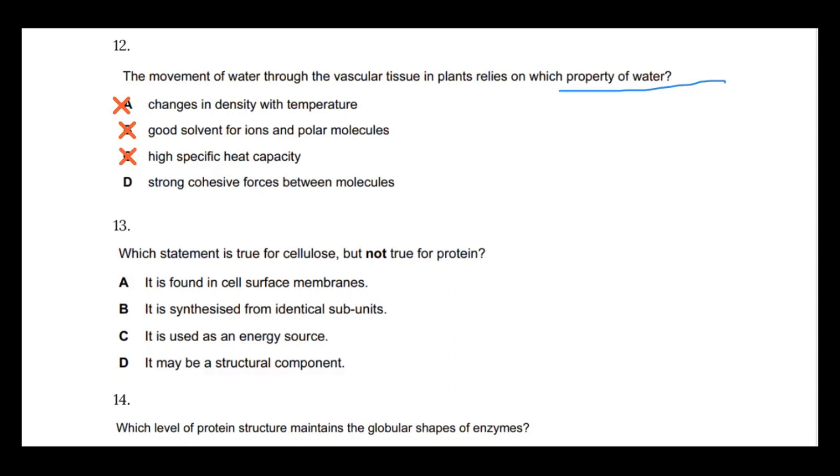So you first eliminate all the options that are not feasible, and then you are left with D, strong cohesive forces between molecules. As discussed in the previous videos, cohesion is the attraction between like substances, and because water molecules are attracted to each other, they pull each other when they are moving upward, through other factors as well. There are other factors like capillary action, which we will discuss in chapter 7.